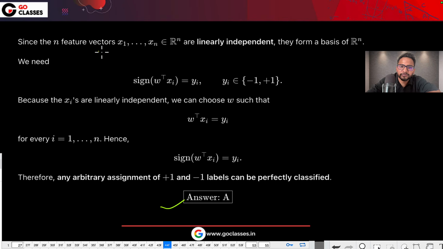Since the n feature vectors x1 to xn are linearly independent, they form a basis. So basically you can assign any label and you will have the answer.